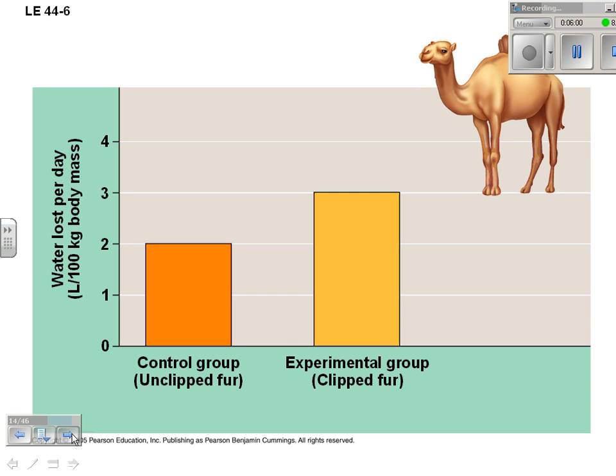So for example, a desert animal like a camel, this experiment was done, and this is just interesting. They clipped the fur in one group, and they left the control group with unclipped fur, and look at the difference in the amount of water that they lost. One more liter per 100 kilograms of body mass with fur. You would think that the fur would make them hot, but it actually traps water in.